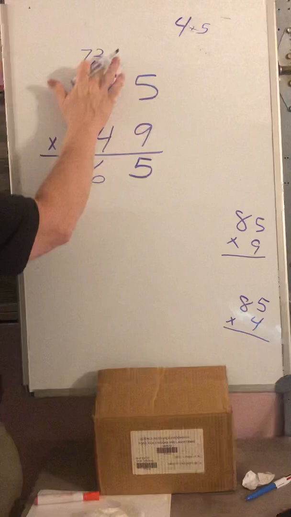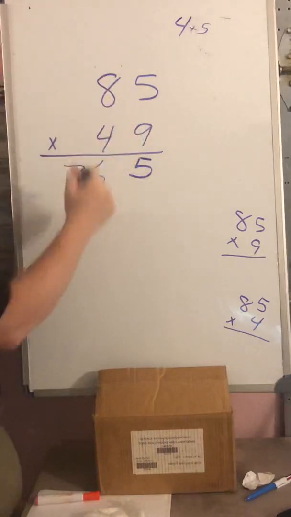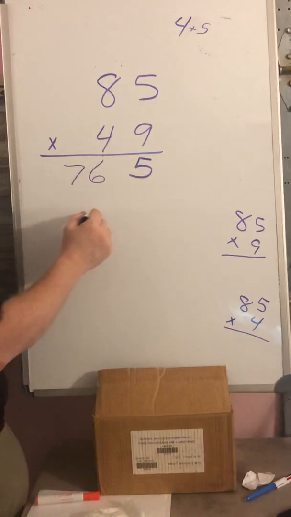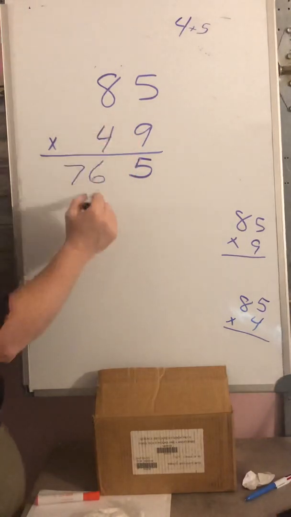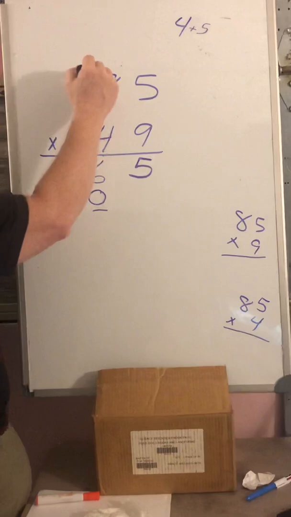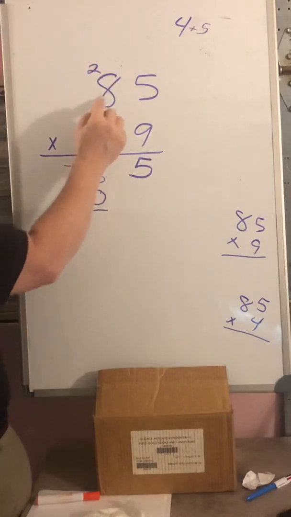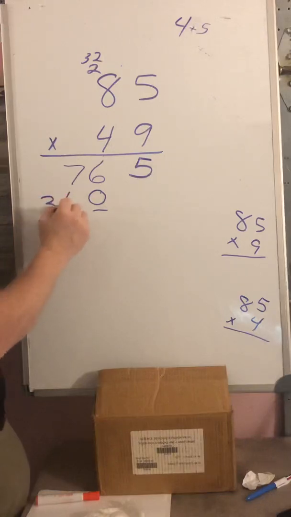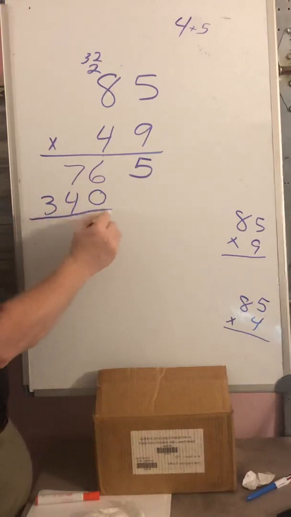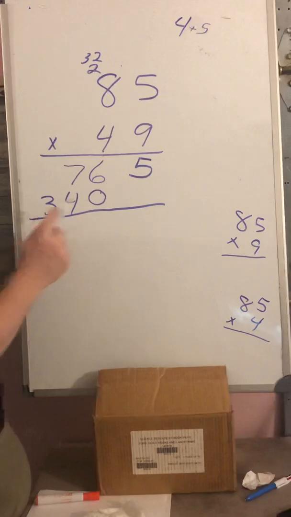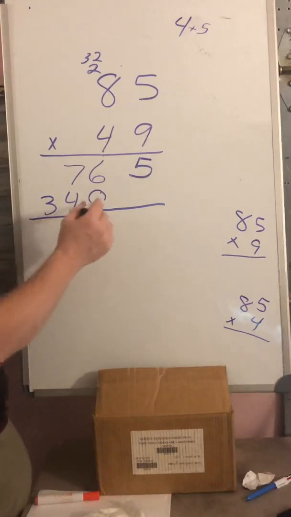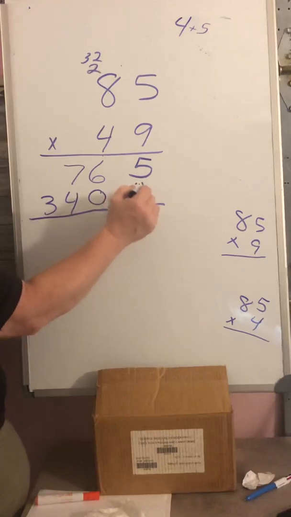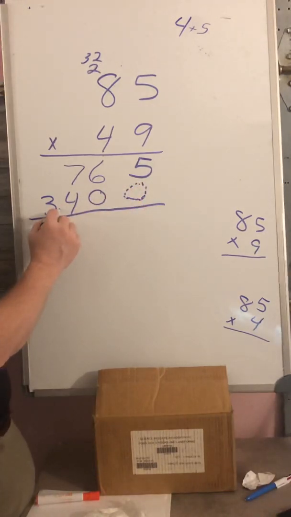Now we're going to multiply times the 4. If we multiply with a 4, the answer's got to start right under it. 4 times 5 is 20. Put down the 0 and carry the 2. 4 times 8 is 32, plus 2 is 34. So the answer is 340. But then we scoot it over and we have to fill this gap in with a 0. That turns into 3,400.